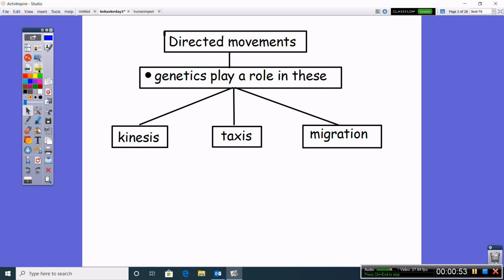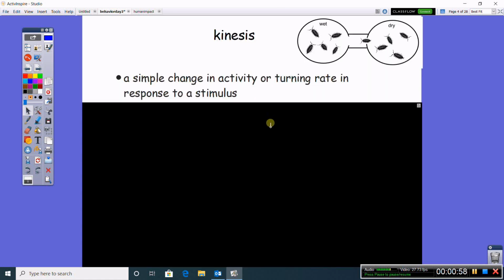All right, we're going to move on. Let's talk about kinesis. You might have heard that root word in something like telekinesis, which is where people believe they can move things with their minds. What we mean by kinesis here is a simple change in activity or turning rate in response to a stimulus.